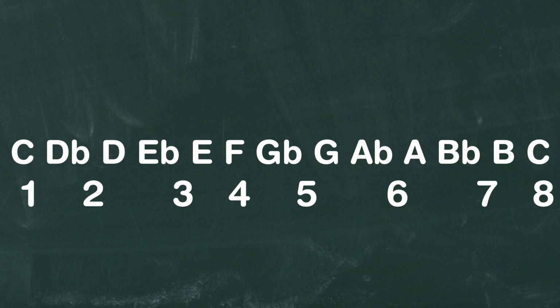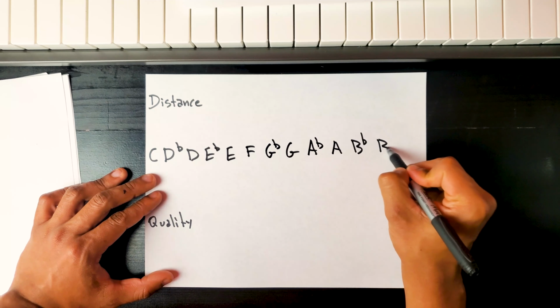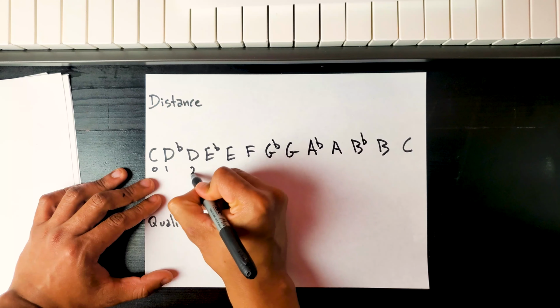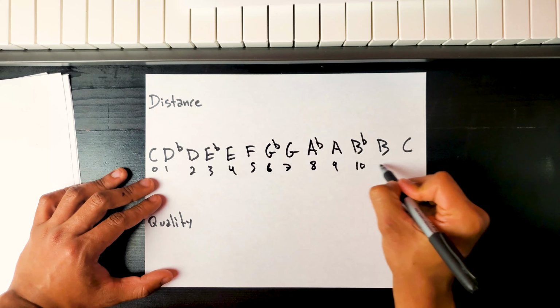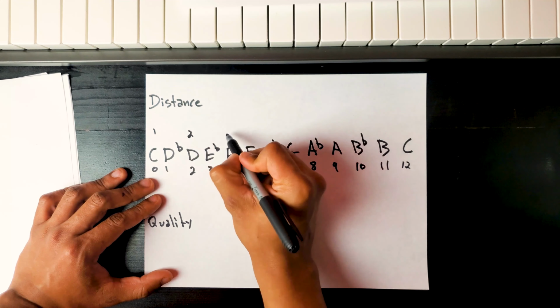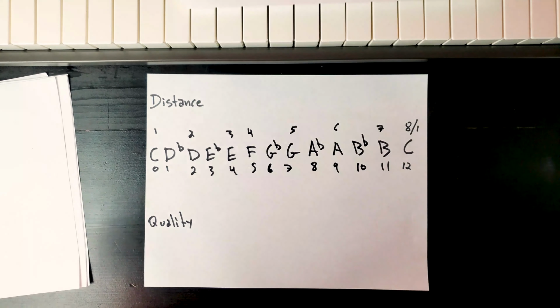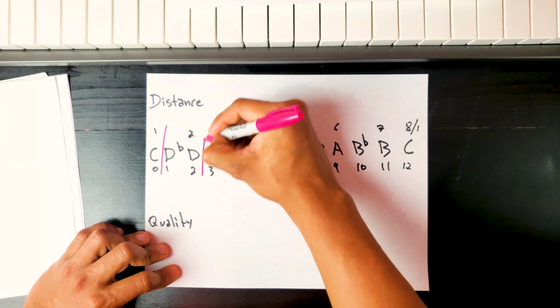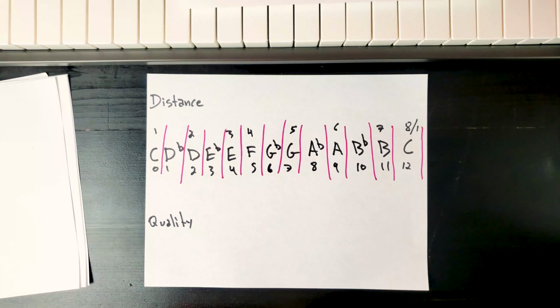To determine the quality, we'll determine the amount of half steps or semitones from one note to the other. C is 0, because to go from C to C, you really haven't traveled anywhere. C to D flat is 1 semitone. And we'll go all the way up to 12. That's why on a guitar, the notes start all over again on the 12th fret. There are 12 notes total before the cycle begins all over again. Now we have everything we need to determine the distance and quality of every interval.